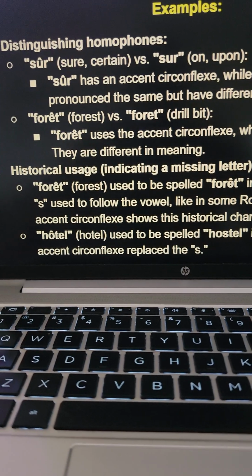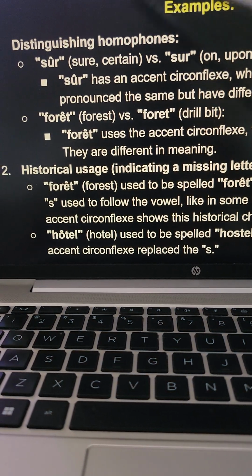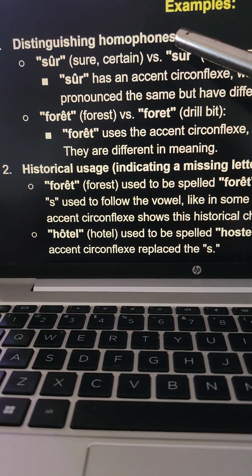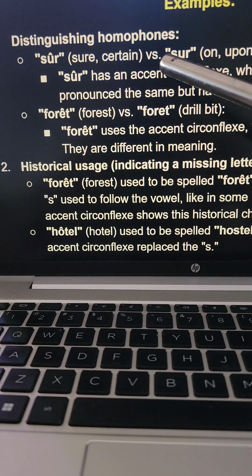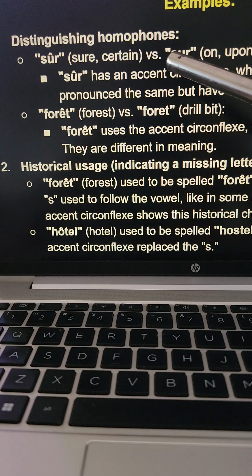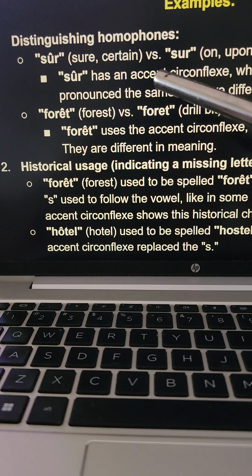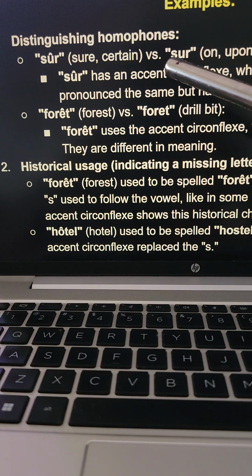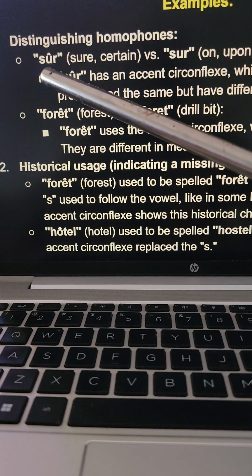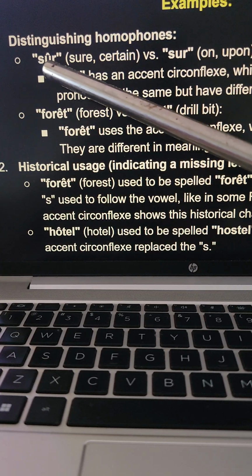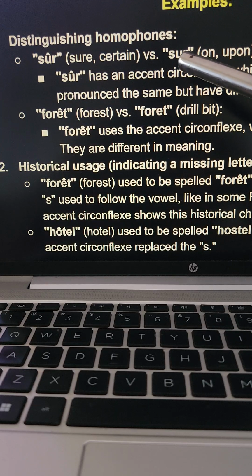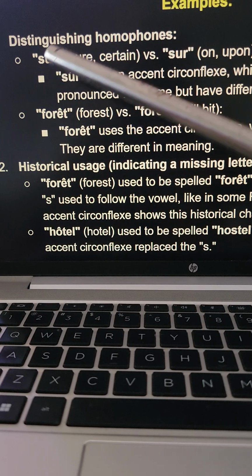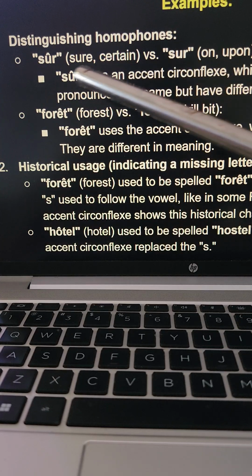I want to talk about the first one, trying to distinguish homophones. And we said homophones are words having the same or similar pronunciation. You hear them, they sound the same. Like now you can see sur, sûr, and we have the sur without the accent circumflex. They have the same pronunciation. But you can see the meaning.